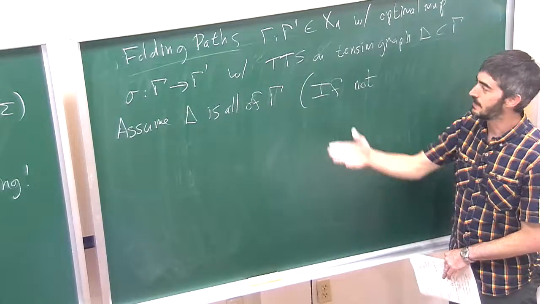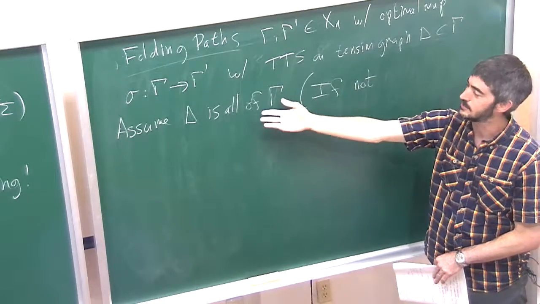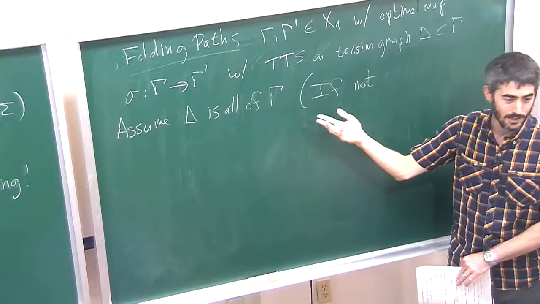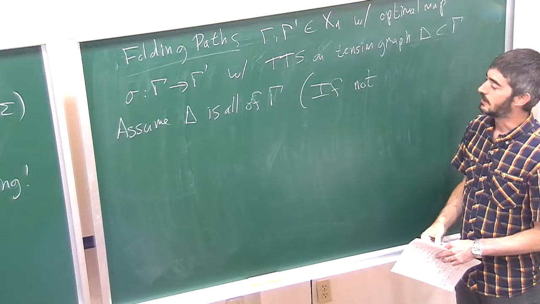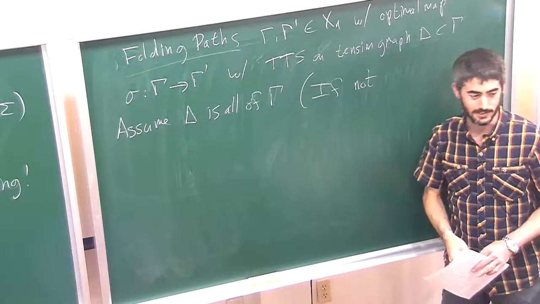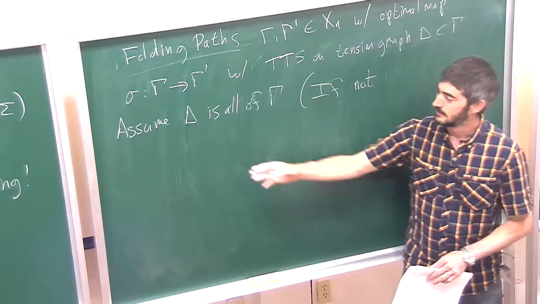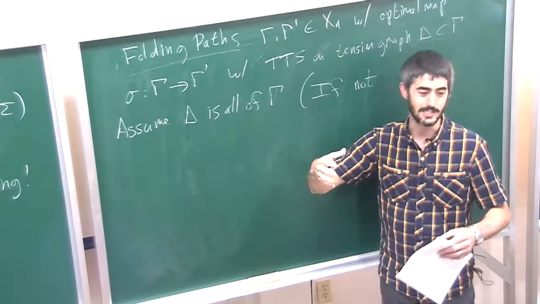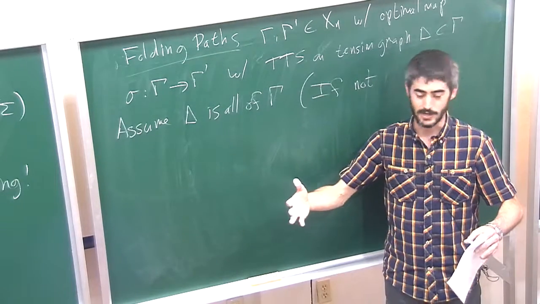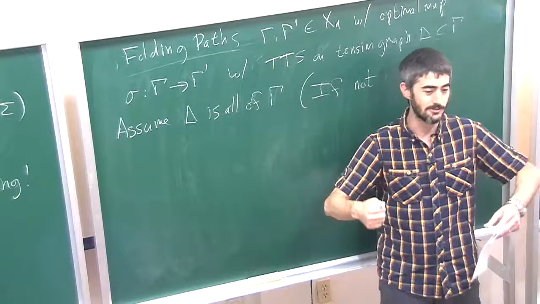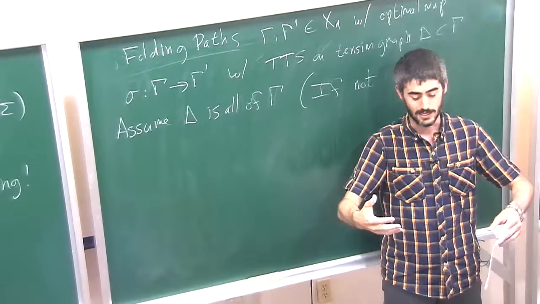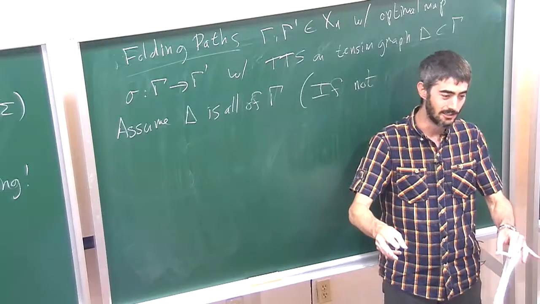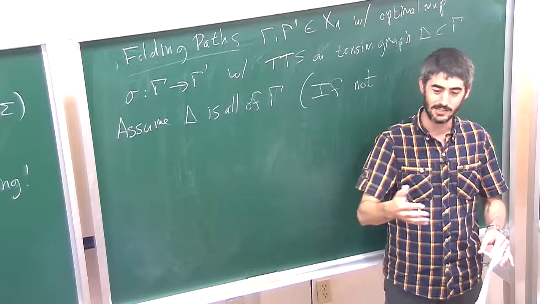Okay, so I might be at some point where there is no optimal map where the tension graph is everything. But I can always move towards gamma prime in the following kind of dumb way. I know that the things in delta are the things that need to stretch the most. So if I want to go towards gamma prime, I could just start stretching them and making them bigger, and while I'm doing that, making the other thing smaller. So that's just moving in a simplex of lengths.